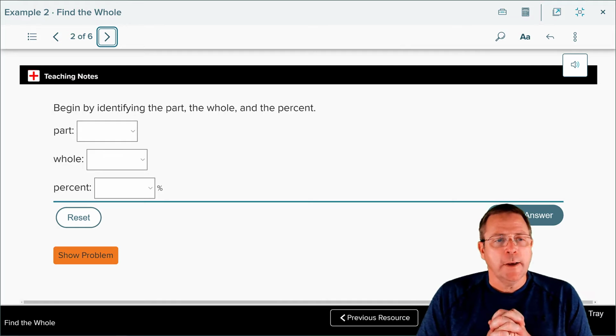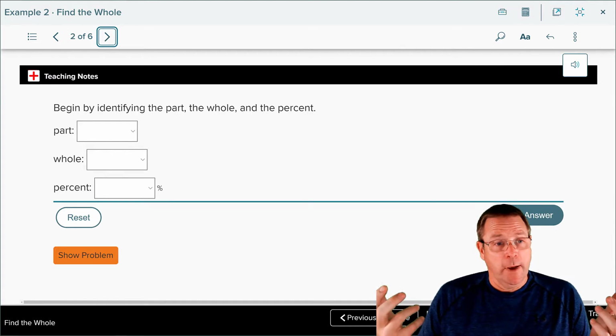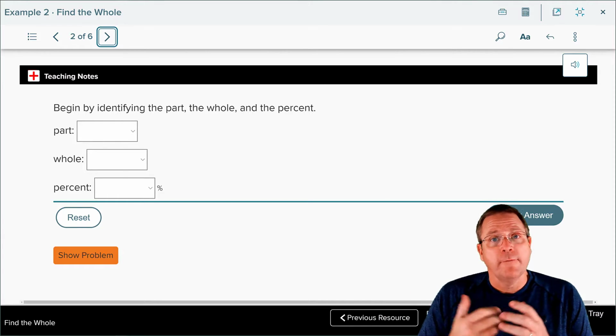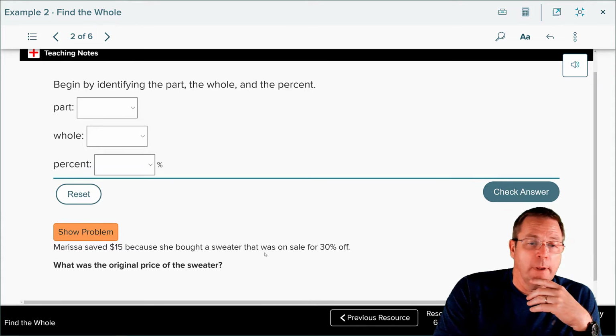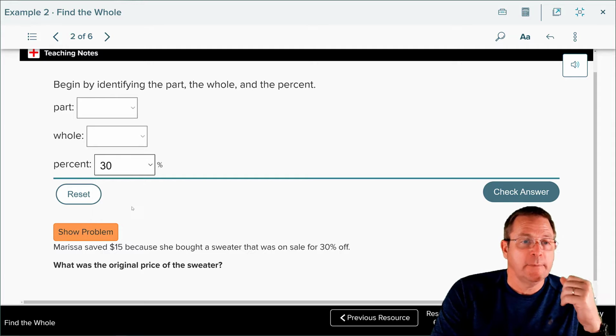So, we've got some decisions to make here. We need to find out what is going to go into each one of these pieces here. We've got to find the part, we've got to find the whole, and we've got to find the percent. Well, the percent's easy. Go back and show your original problem here. The percent, boom, 30% off. 30%, that's going to be easy.